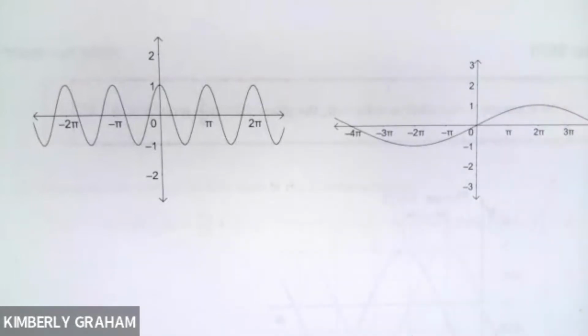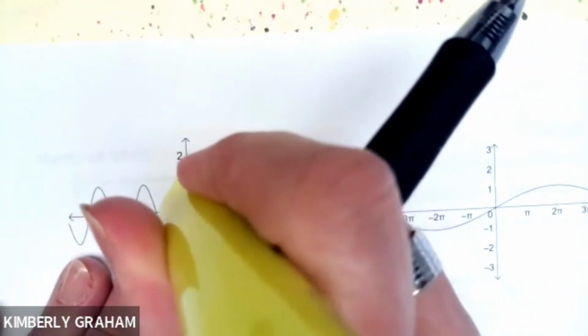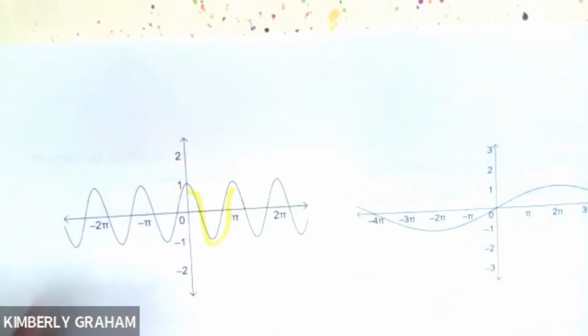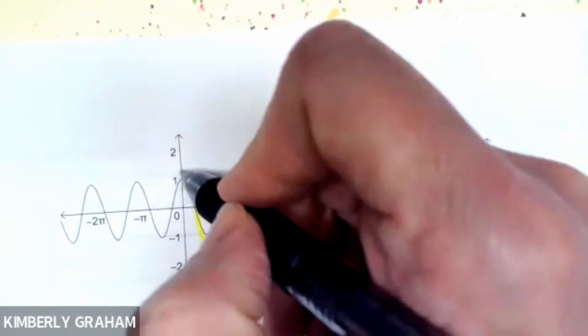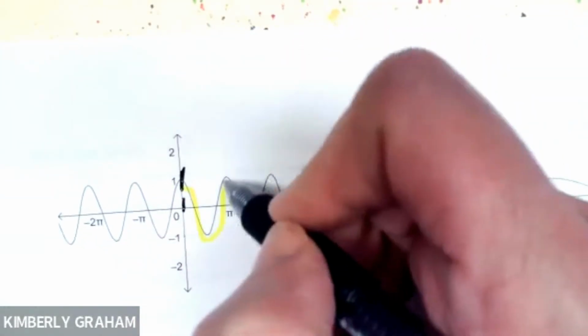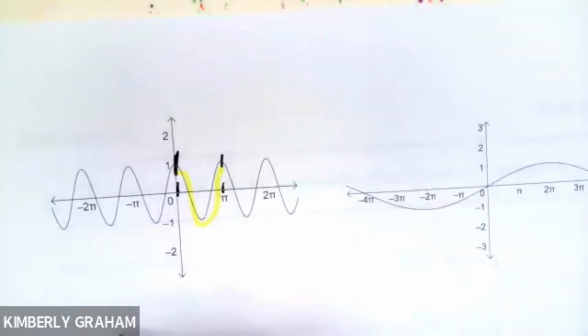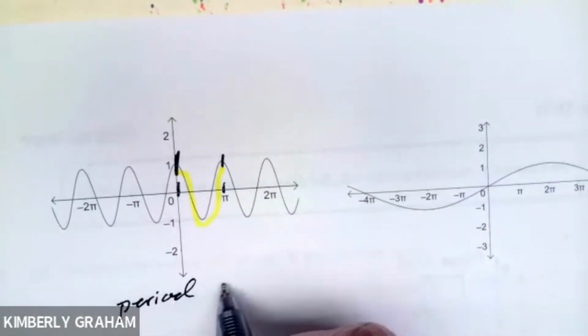So here, I'm going to start at the y-axis. I'm going to go down, and then I'm going to come back up, and then that's where it starts repeating again. So I'm going from this point to this point. So I'm going from 0 to pi. So my period is pi.